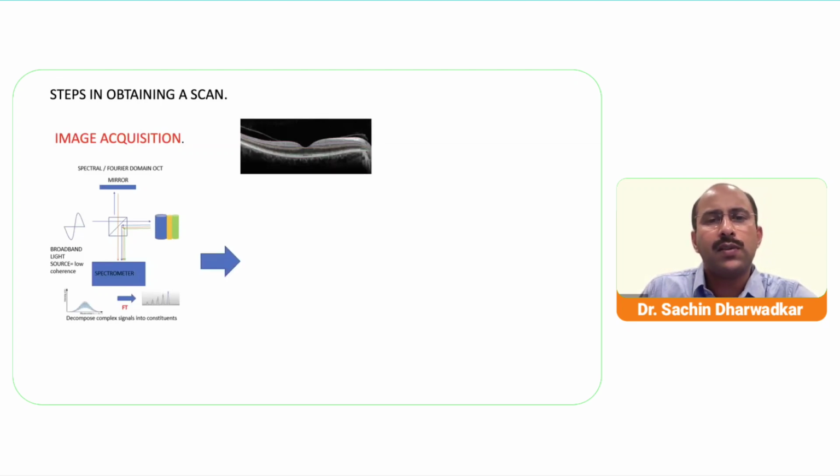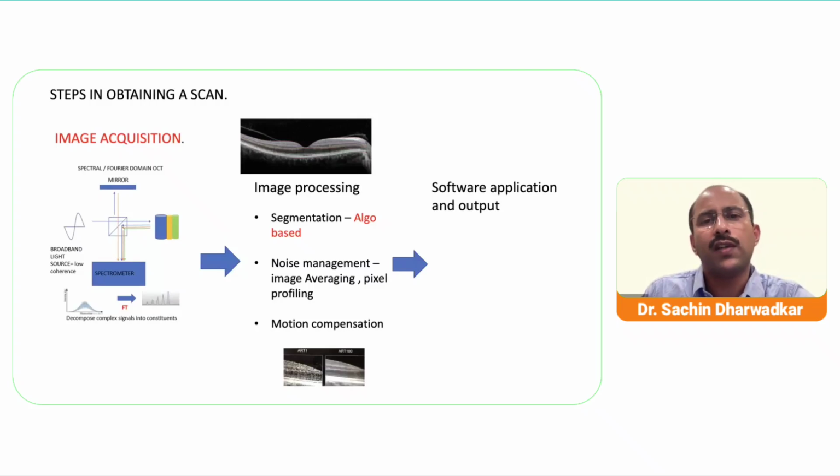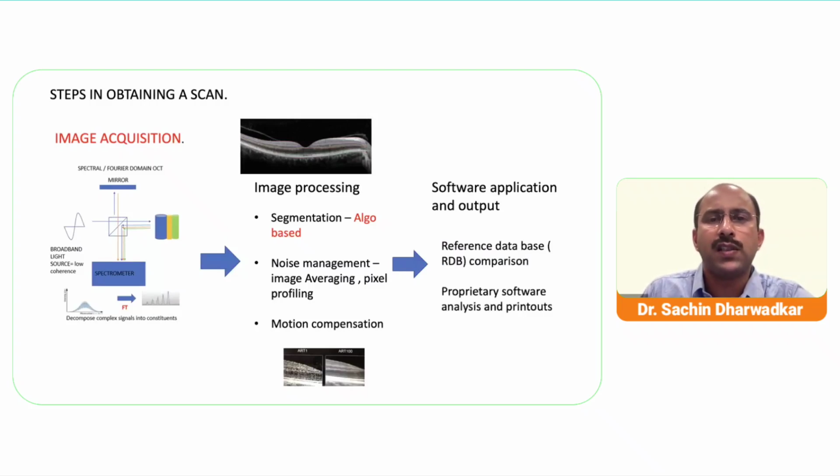After acquisition of the image, there is something called image processing. In the processing, you get segmentation of the image, which is algorithm based. You get noise management, where technologies like pixel profiling or image averaging are used. You have motion compensation to reduce the artifacts. Once the processed image is obtained, you go in for software application and the final output, in which you have comparison to a reference database, which is stored in the machine and may vary with different machines, and proprietary software analysis and printouts.